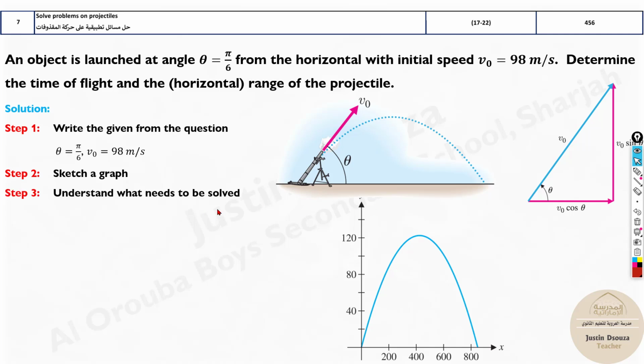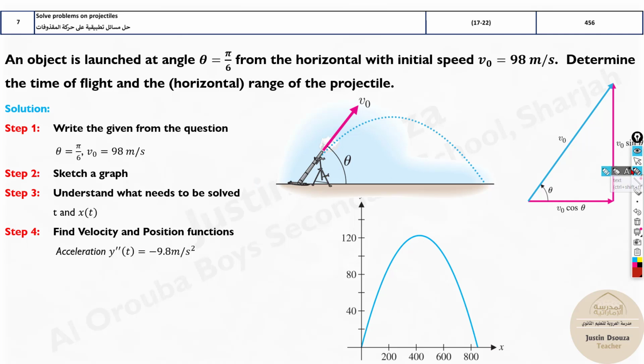After the sketch of the graph, we need to understand the figures and see what needs to be solved. What exactly needs to be solved here? The time, which will be t, and the range, which is x of t, the x-axis, the horizontal range. These are the basic things: finding the velocity and the position functions.